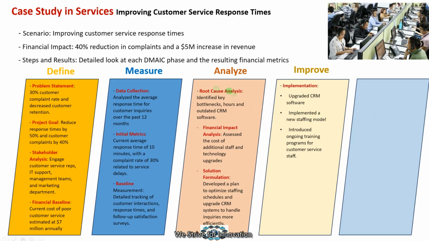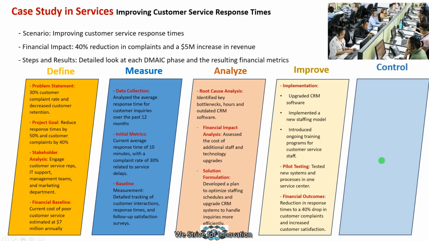What will be your financial outcome here? The financial outcome will be a reduction in response time, which will lead to a 40% drop in customer complaints and increased customer satisfaction. Now we move to the control phase. In the control phase, the first thing you do is standardization. You will expand the successful strategy that you have developed in the improve phase from the pilot program across all service centers.